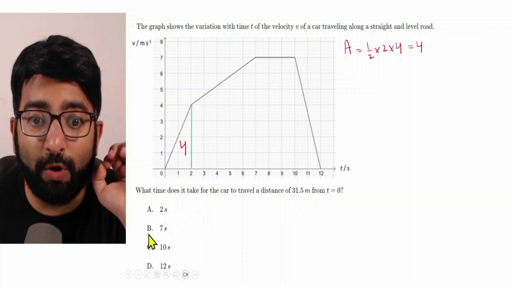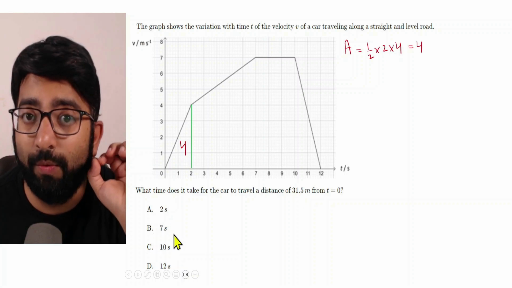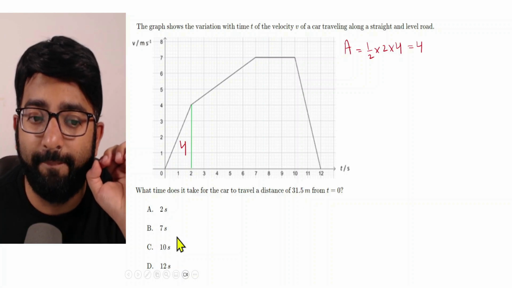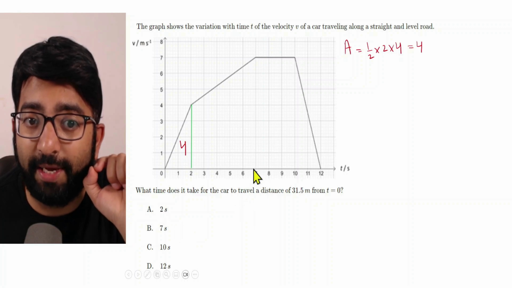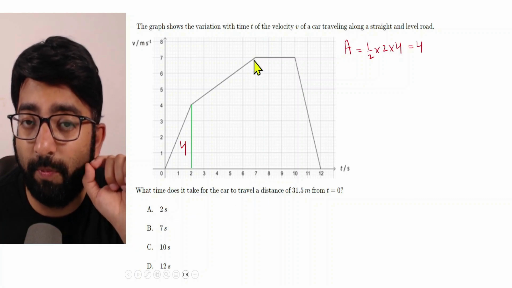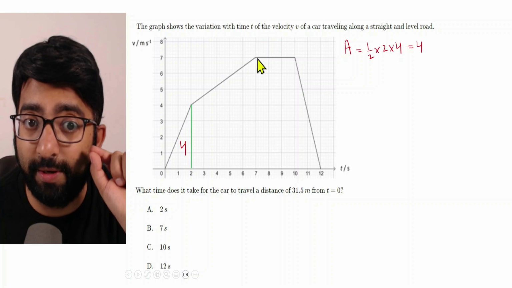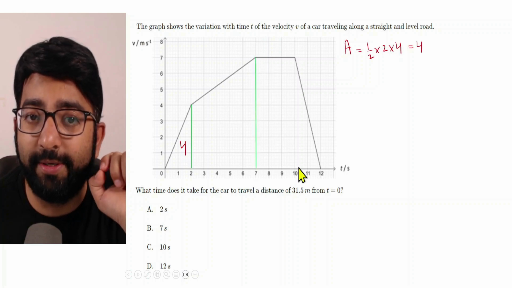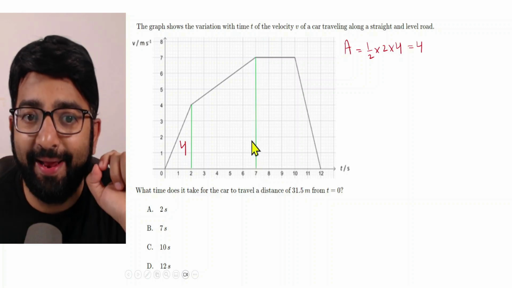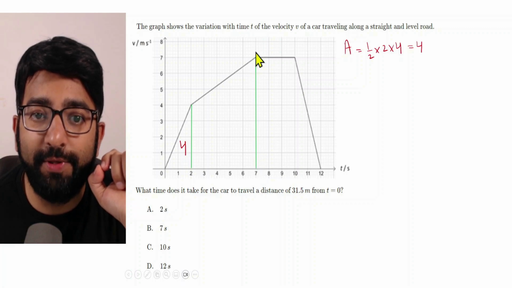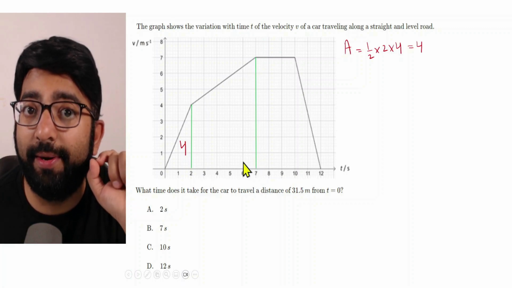So let's go to the next option, 7 seconds. We need to check whether 7 seconds is right or wrong. We will use the same strategy. For 7 seconds, we go to the extreme end, this point, and we will draw a line starting from this point and perpendicular to the x-axis. So the line will look like this. And now we need to find the area of this complete figure. This is actually a trapezium.